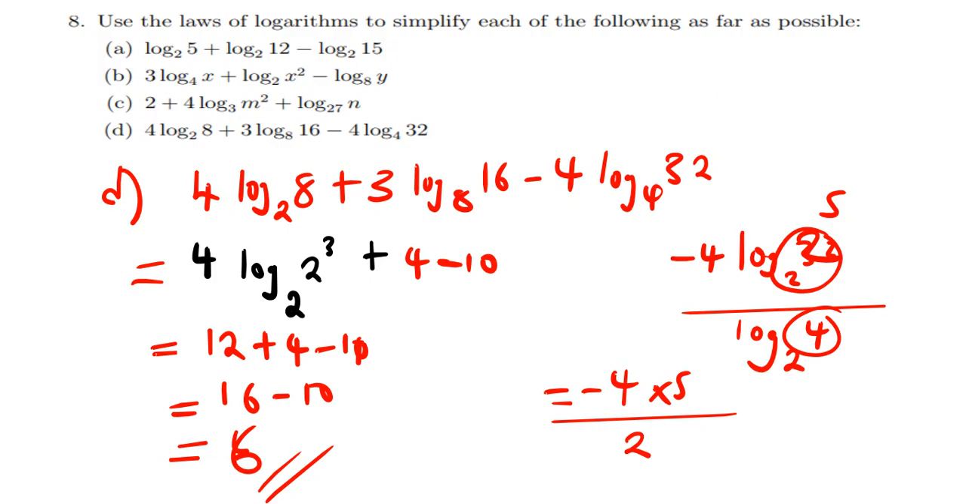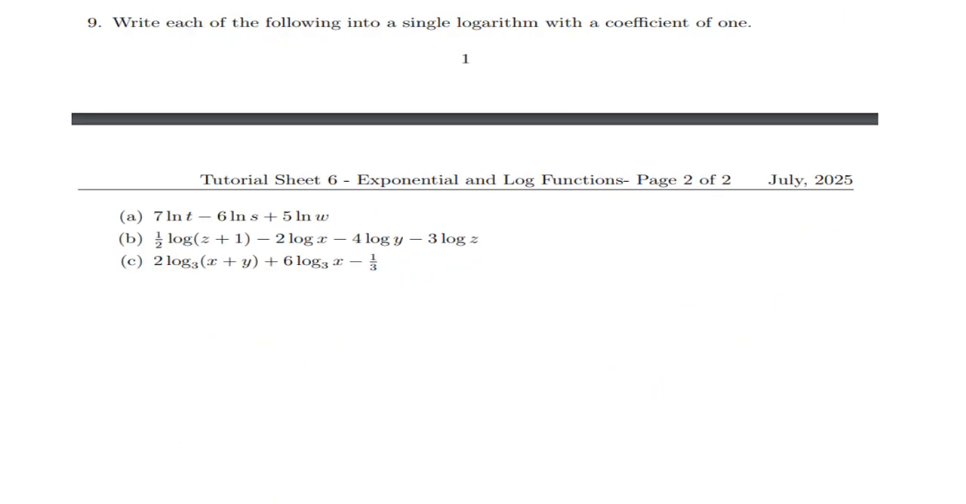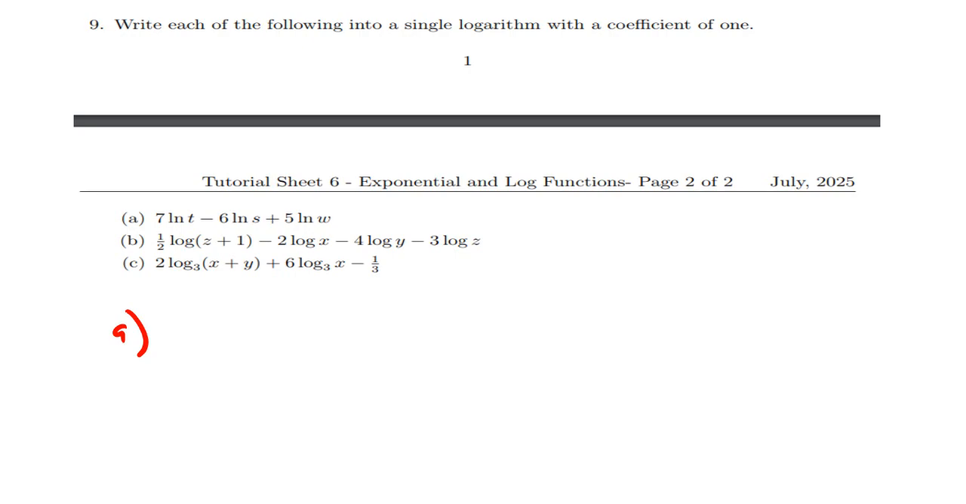Just know how to convert from one base to another. Okay, so that is very, very important. Now write each of the following into a single logarithm with a coefficient of 1. Okay, they want the coefficient to be 1, so these ones are very straightforward. If we want the coefficients to be 1, we're just going to take them back to the way they were initially. So what are we going to do?